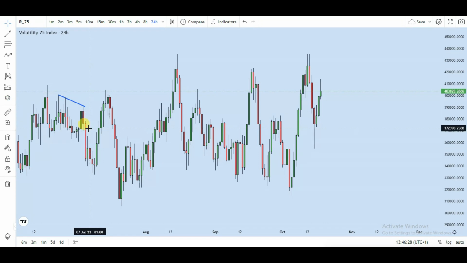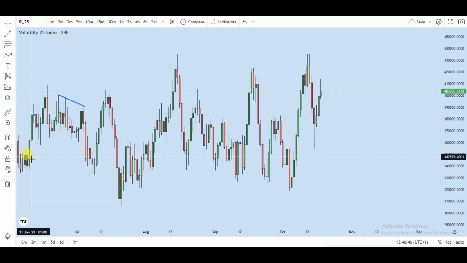So anytime your eye is geared towards, okay, we have taken an external liquidity, now your eye should be geared towards seeking internal liquidities. It has taken external liquidity, so let's seek for internal liquidities. So we took down this low in here. Now our eye is geared towards where is the next internal liquidity.